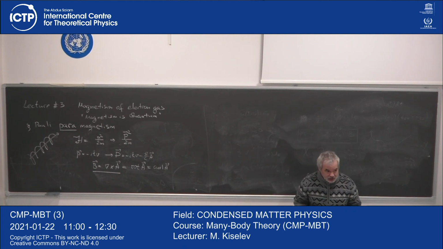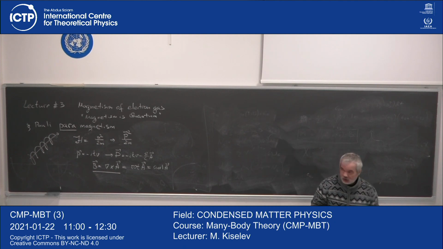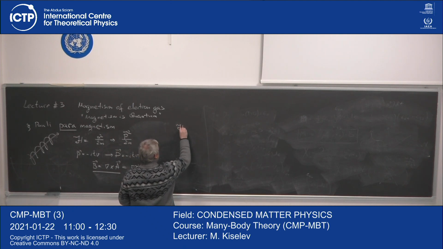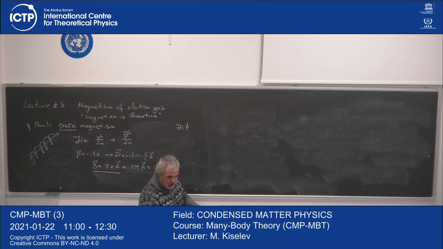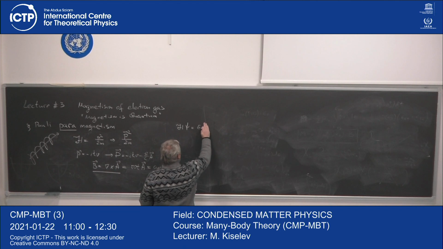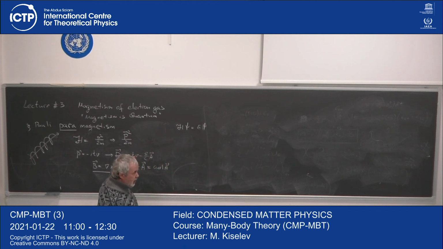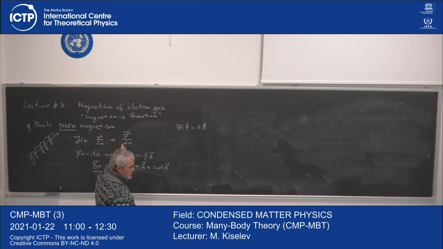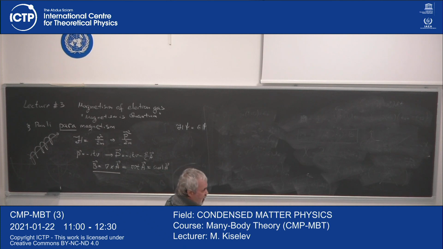So, I need to solve the Schrödinger equation, which is H psi, I have three-dimensional electrons, equal to E times psi, where the Hamiltonian is given by here. But before I proceed with writing the Hamiltonian explicitly, I would like to make a certain gauge or certain shape of vector potential.